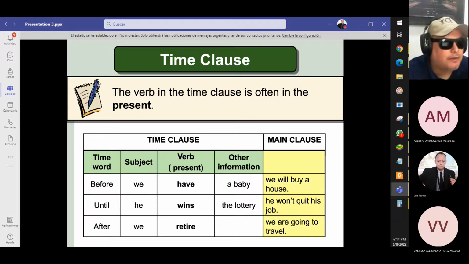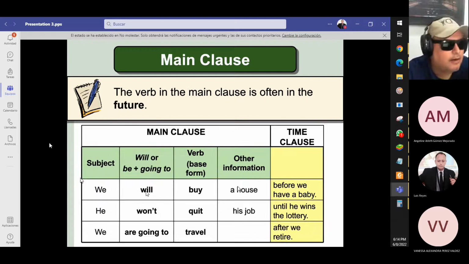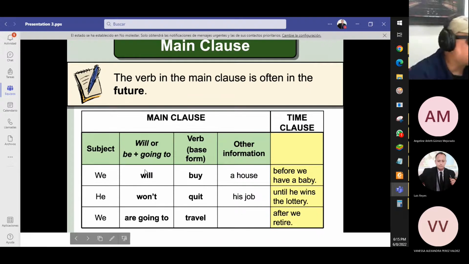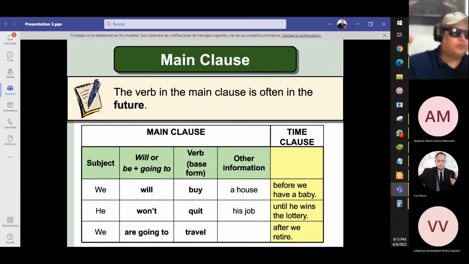And we need to pay attention to the verb in the time clause. Si se acuerdan, el verbo en el main clause, aquí estamos viendo el main clause, va a venir con el futuro. O sea, y sabemos que el futuro, porque ya aprendimos en la lección anterior, es will o be going to. Entonces tú vas a decir, I will buy a house. Eso es el main clause. I won't, si es negativo. I won't quit, he won't quit his job. Eso es futuro negativo. O puedes decir, we are going to travel. Aprendimos en la unidad previa que eso es futuro. Y ahora lo estamos combinando con time clauses.